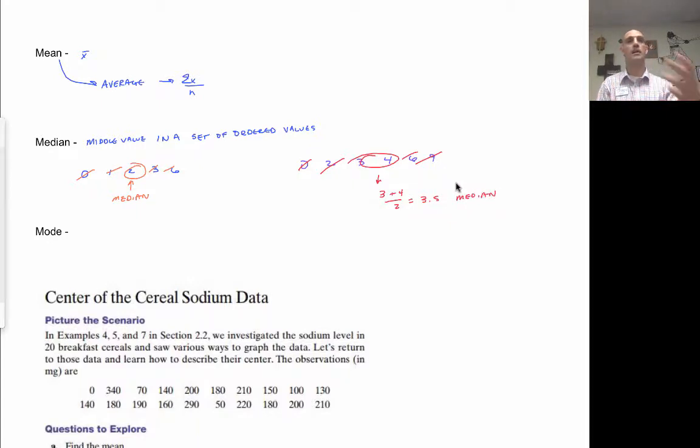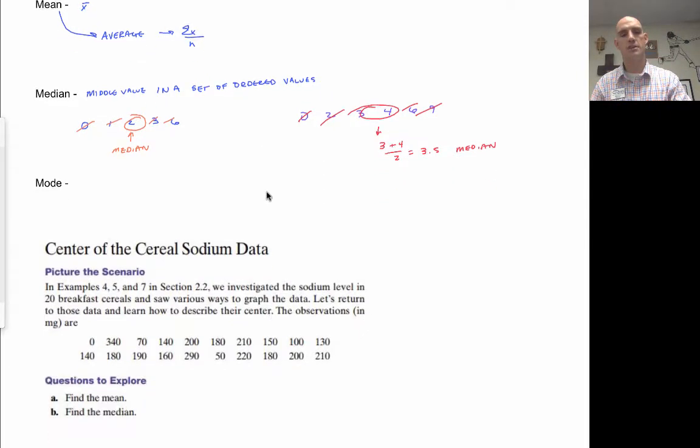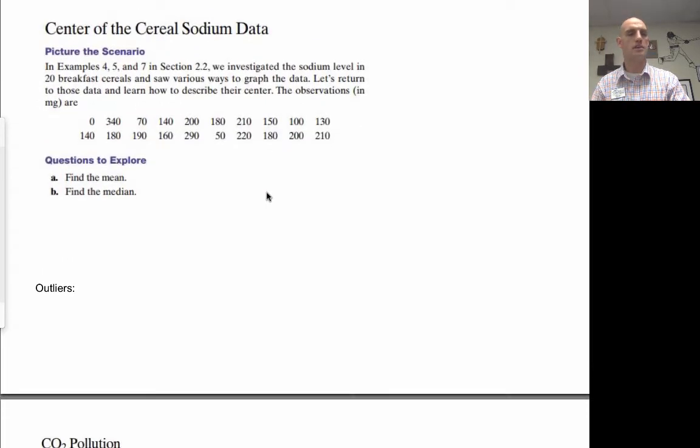So when I have an odd number of values, the median is actually on one of the data points. When I have an even number of values, it's the average of the two middle ones. Okay, so let's do something with this. Here's the center of the cereal sodium data problem. So we are looking at the amount of sodium in a given cereal, and I need to find both the mean and the median.